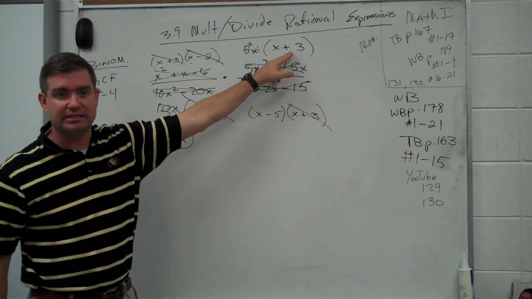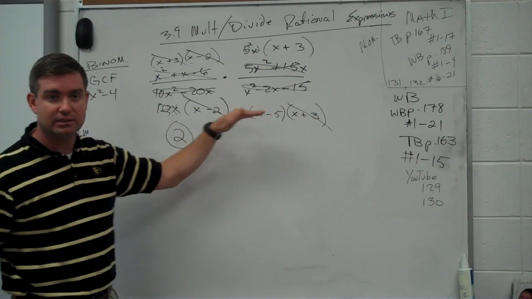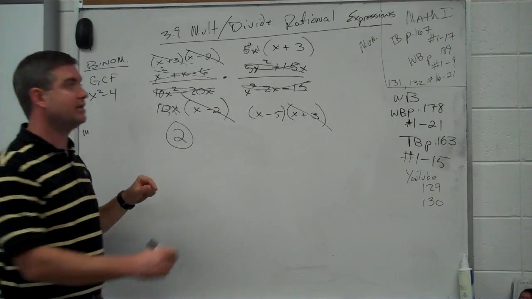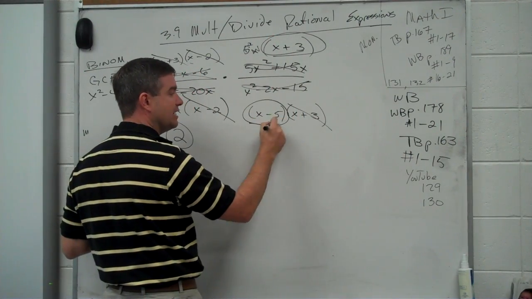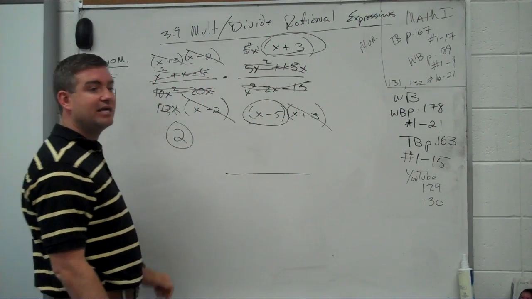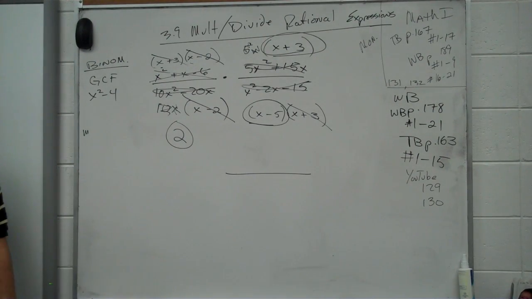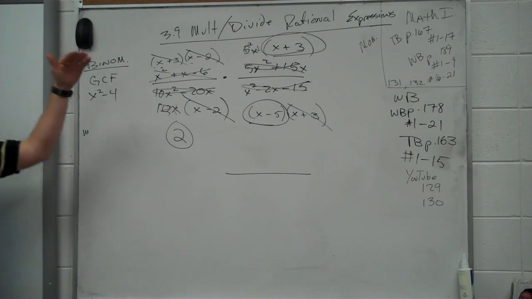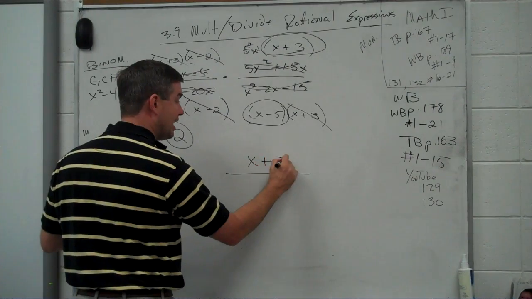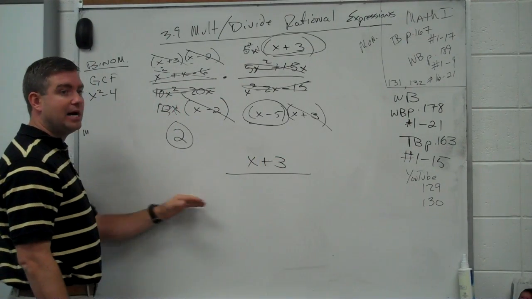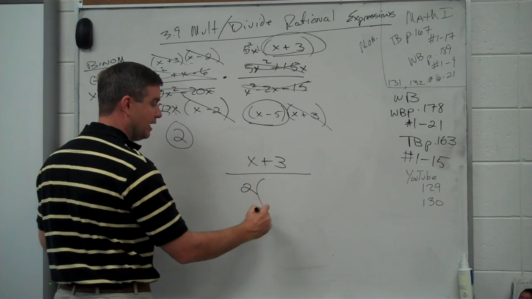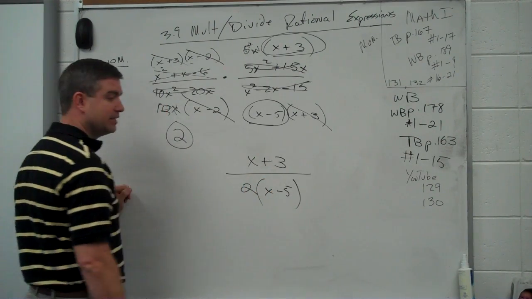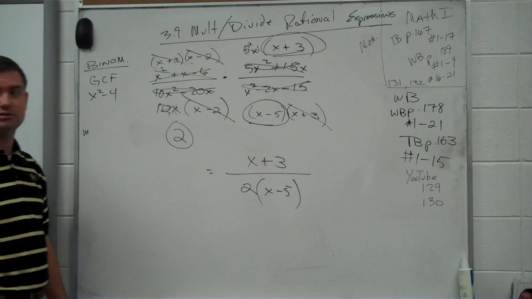I got x plus 3. Does that cancel with any x plus 3s? No. It would be good at this point if you circled this, I circled the 2, and I circled the x minus 5. That way I don't leave anything out of my answer. On the top, the only thing I had left was that x plus 3. What about the bottom? What's the only thing I have left on the bottom? A 2 and a what? An x minus 5. That is your simplified answer.